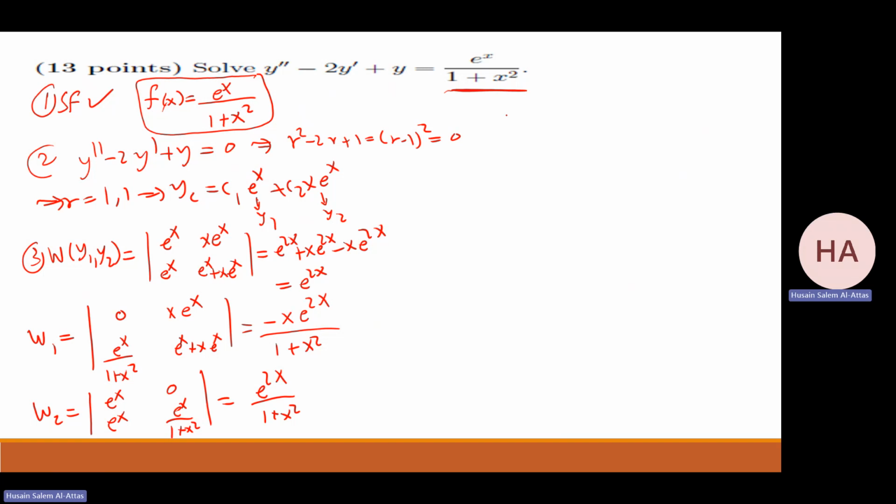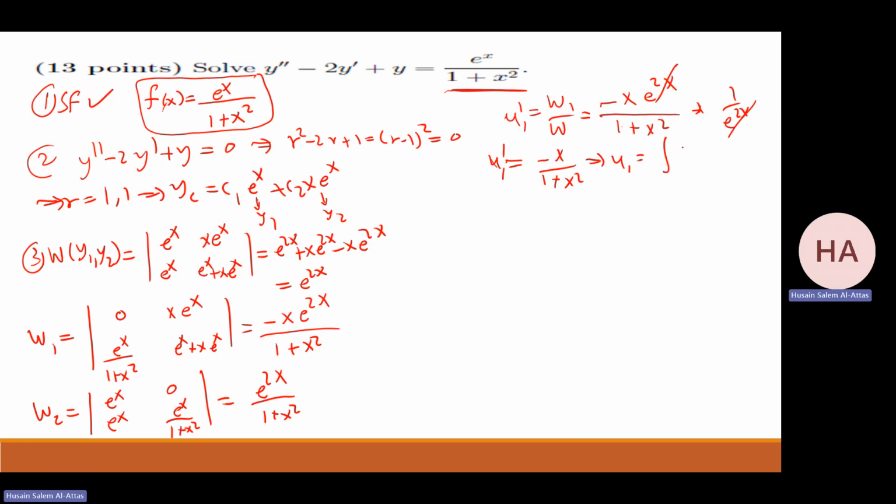Okay, u1 prime will be W1 over W. That will be what? Minus x e^x over 1 plus x squared over W, which is times 1 over e^x. Cancelled. So I have minus x over 1 plus x squared. That is u1 prime. What is u1? It will be the integral of that. Put the minus here.